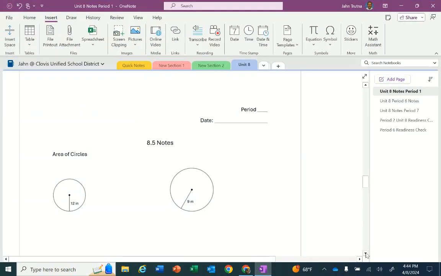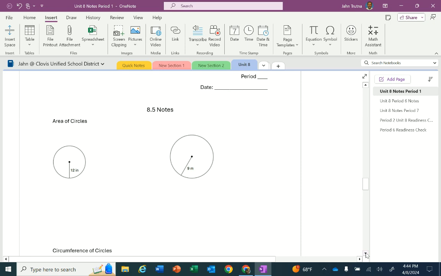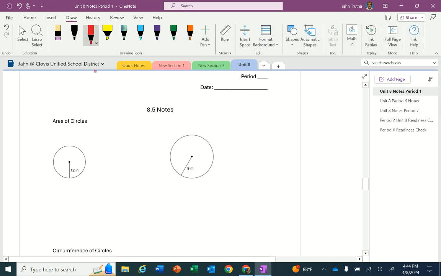8.5 notes. Let's get these down here. Area of a circle. Okay. All right. So here's the formula for area of a circle.